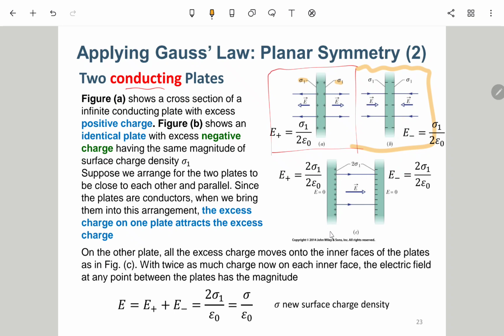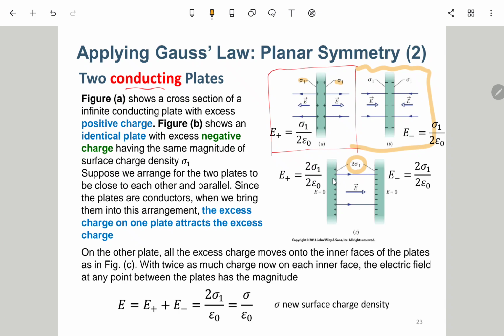So which means that the positive charge will go to the right side and the negative charge will go to the left side. And the surface charge density will become double, because originally half of the charge is on the left side and half on the right side. After the charges attract each other, all the positive charge goes to this side, which means the surface charge density becomes double.